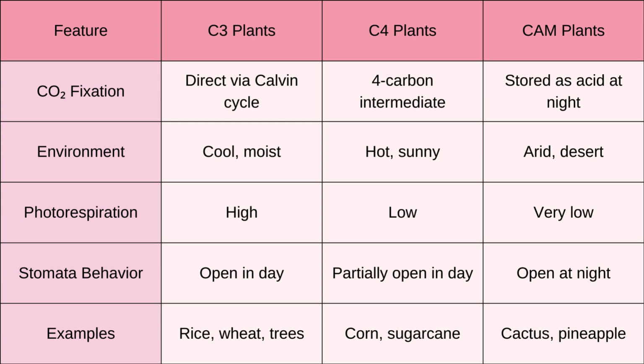Finally, let's compare these three types side by side. C3 plants are the most common but struggle in hot climates due to high photorespiration. C4 plants have evolved a specialized pathway to reduce photorespiration, making them more efficient in hot and dry environments. CAM plants are the ultimate water savers, storing CO2 at night and keeping their stomata closed during the day to prevent water loss.